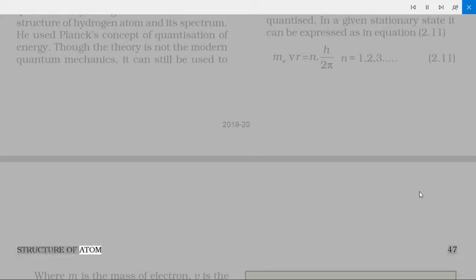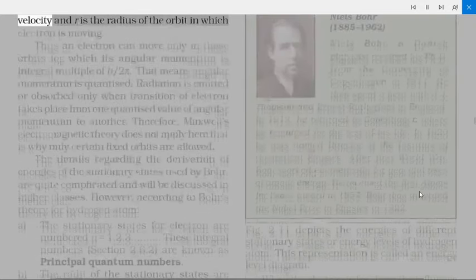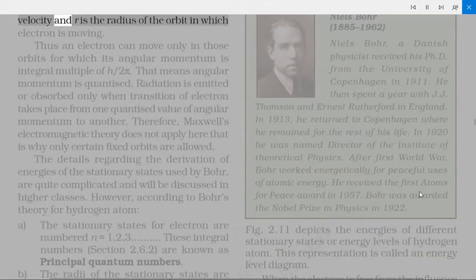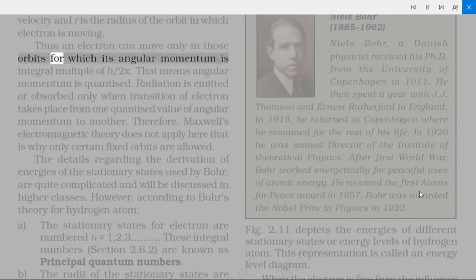Structure of atom, where m is the mass of the electron, v is the velocity and r is the radius of the orbit in which the electron is moving. Thus an electron can move only in those orbits for which its angular momentum is an integral multiple of h/2π. That means angular momentum is quantized.